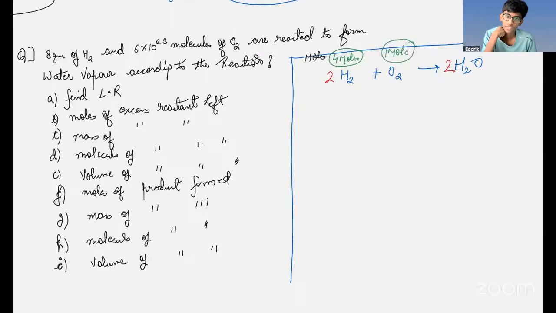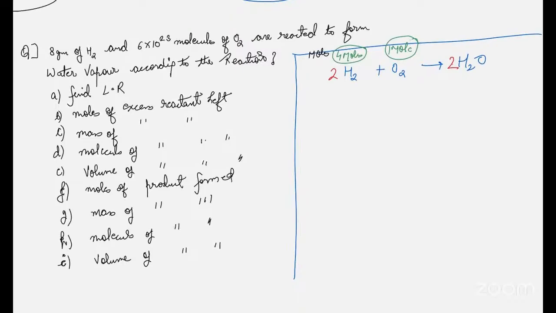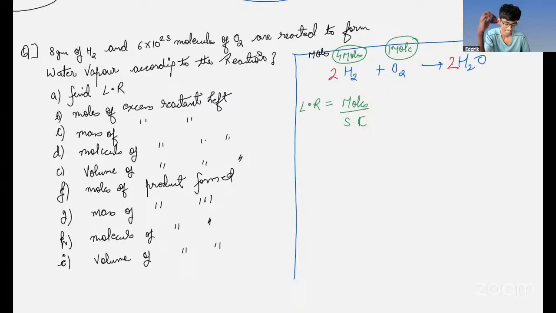Now if I calculate the limiting reagent first, so 4 moles divided by this coefficient, the stoichiometric coefficient. There's a trick for that: moles divided by stoichiometric coefficient. I am writing SC, okay, did you understand? So what is the moles? 4 divided by 2. I'm getting the answer 2.